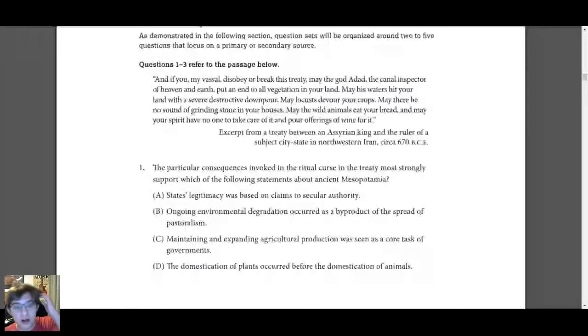Now, B, ongoing environmental degradation occurred as a byproduct of the spread of pastoralism. I can see maybe why you said it. They talk about locusts devouring crops and wild animals, stuff about the environment dying. The thing is, they never talk about pastoralism. They don't mention why it's happening or that it's pastoralism. So C is the best answer. D is just wrong, they don't mention animals or plants being domesticated. So how did that feel? Did that feel yes, no, easy, hard?